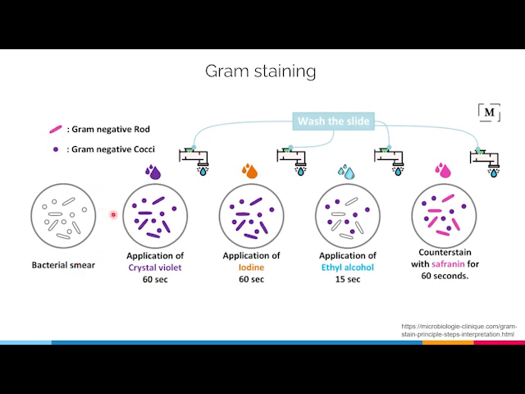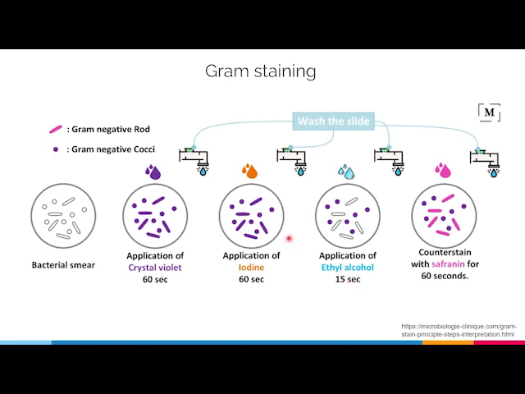So first, we apply the primary dye, which is crystal violet, and every one of the cell walls of the bacteria will take it up. So you will see a purple colored smear. Every one of them will take it. Next, you add a mordant, iodine, which allows crystal violet to stay inside the cell wall. And then comes the important step, that is washing with ethyl alcohol.